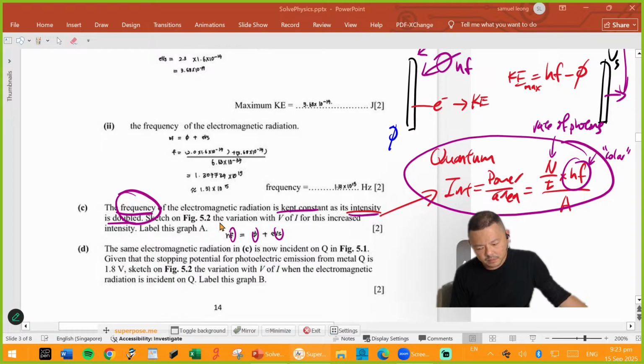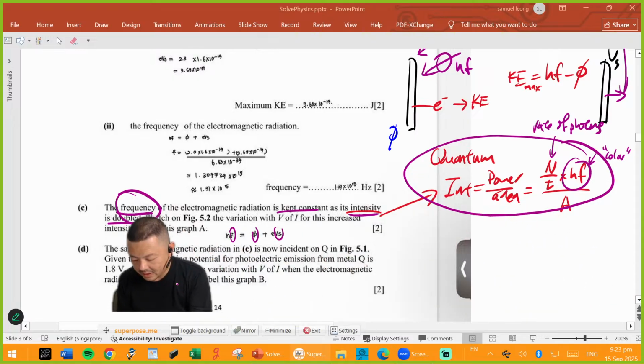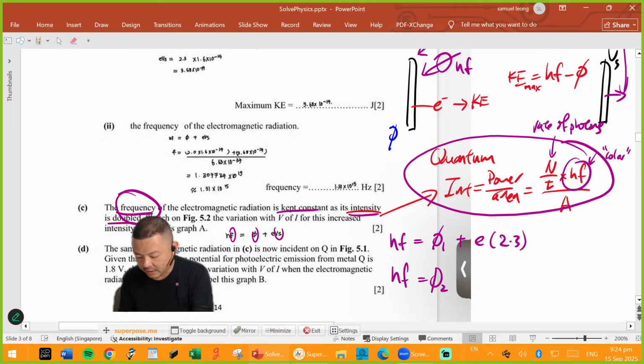Same radiation, same frequency as the previous one, but the stopping potential is only 1.8 now, which suggests that the work function of Q is, oh man, I can't see this. I'm going to write it down. So hf equals phi 1 plus e times 2.3. You said 2.3, right? Then the same hf equals phi 2 plus e times 1.8, because I need to figure out the new work function.